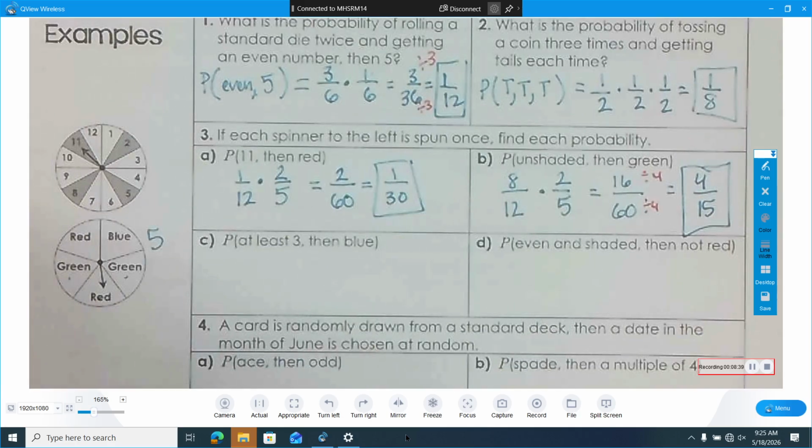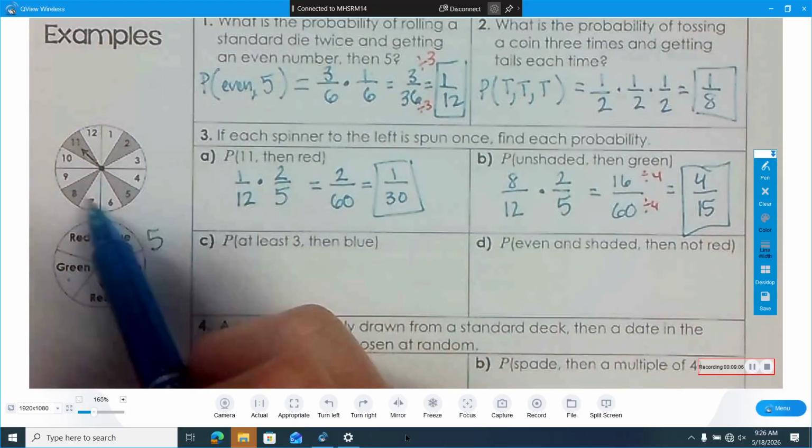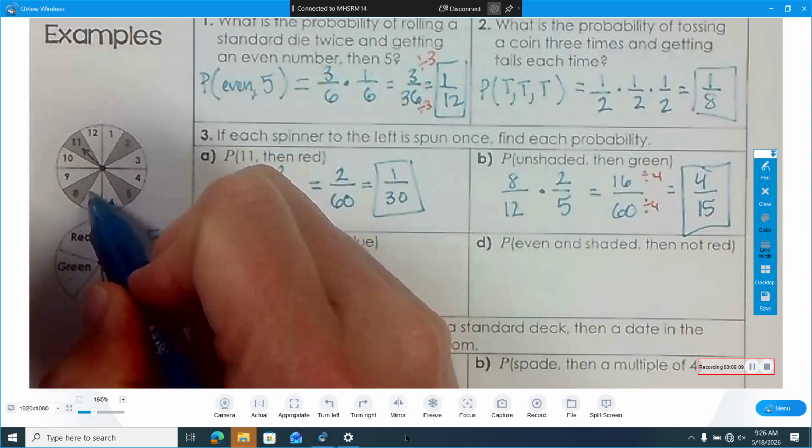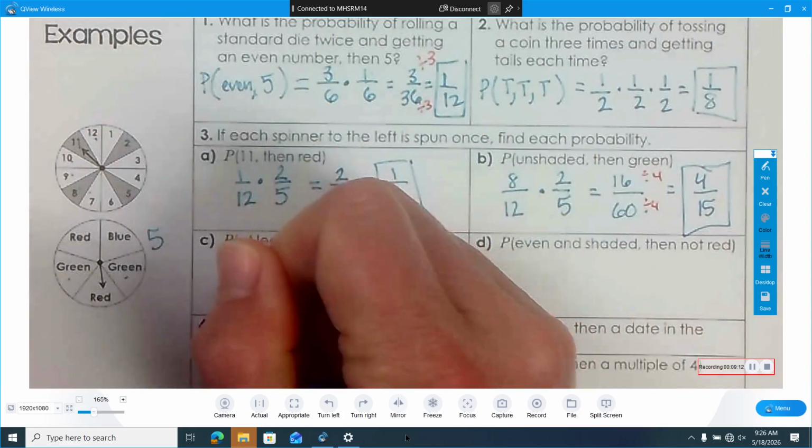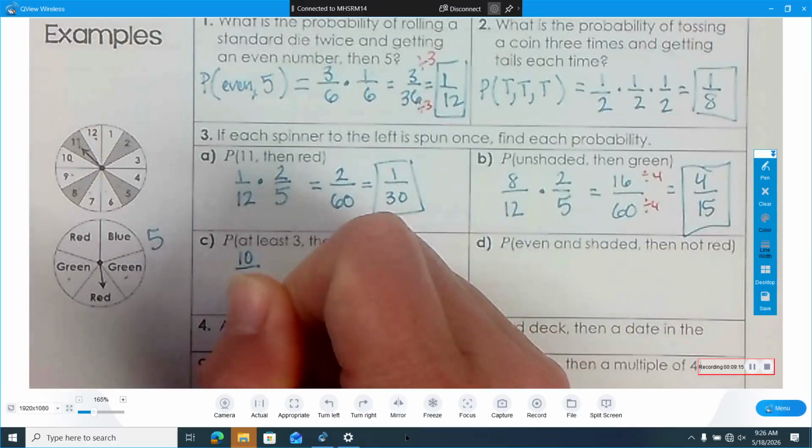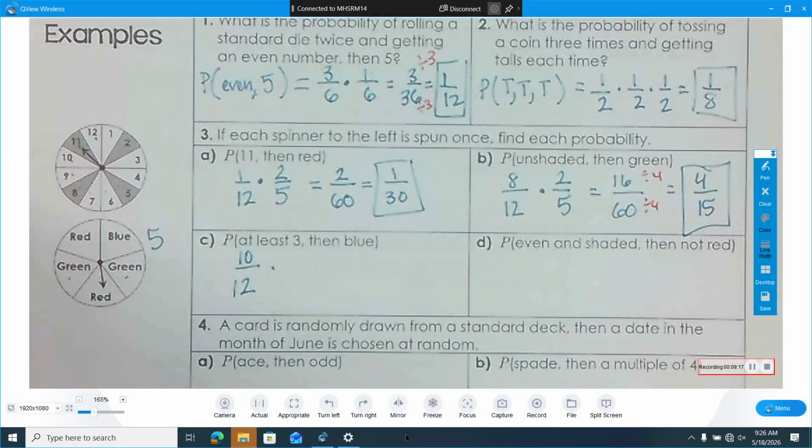Probability of at least a 3. What does that mean to be at least 3? Almost. 3 or more, which is a fine distinction there. At least 3, when I read that, I translate it to at the lowest, it's 3. So 3, 4, 5, 6, 7, 8, 9, 10, 11, 12, all of those would be at least 3. So at the lowest, it's 3. How many regions are at least 3? 1, 2, 3, 4, 5, 6, 7, 8, 9, 10 are at least 3 out of 12 possible regions.